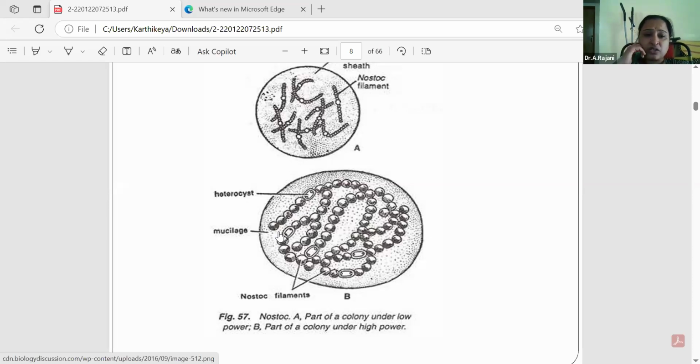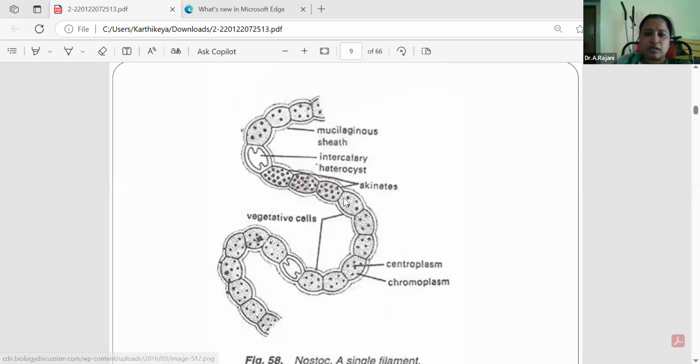What is the heterocyst's function? To fix nitrogen. It has the ability to fix nitrogen in a specialized cell, and that cell is called the heterocyst. Some Nostoc species are terrestrial, and these terrestrial species have been used as a supplementary food source in Asian countries. In Asian countries, Nostoc is also a very important food source.